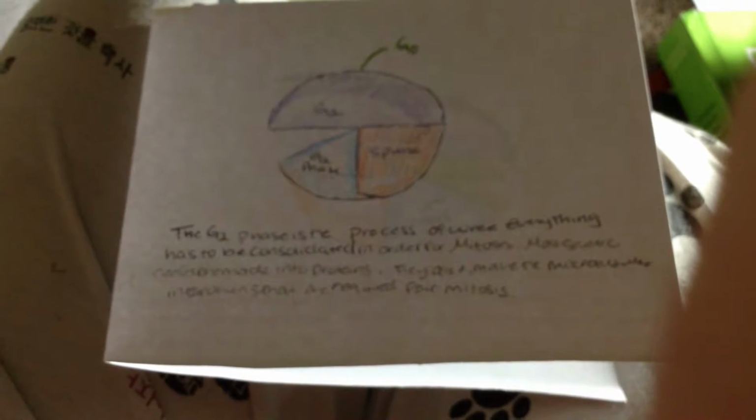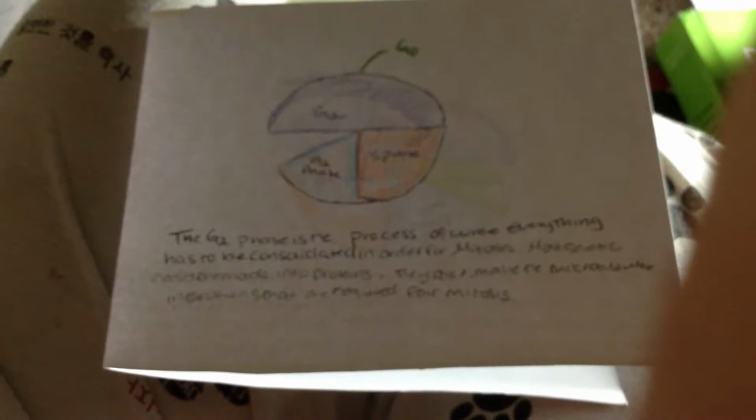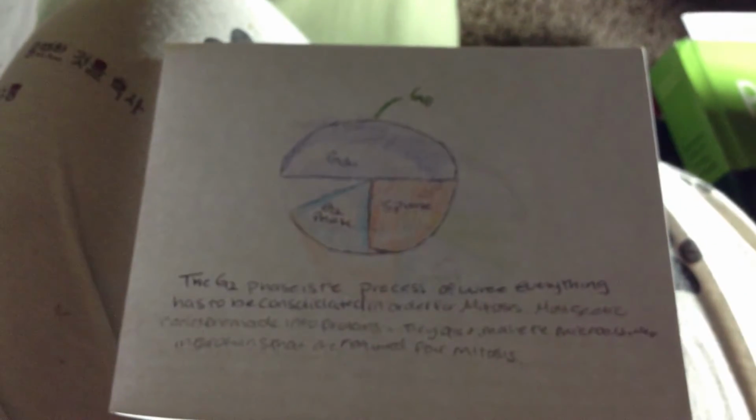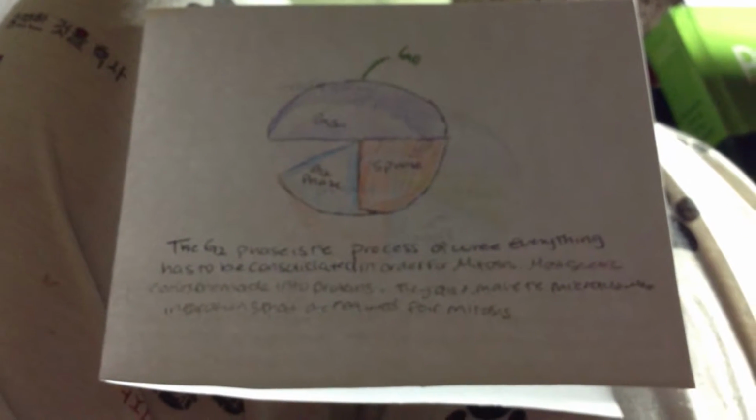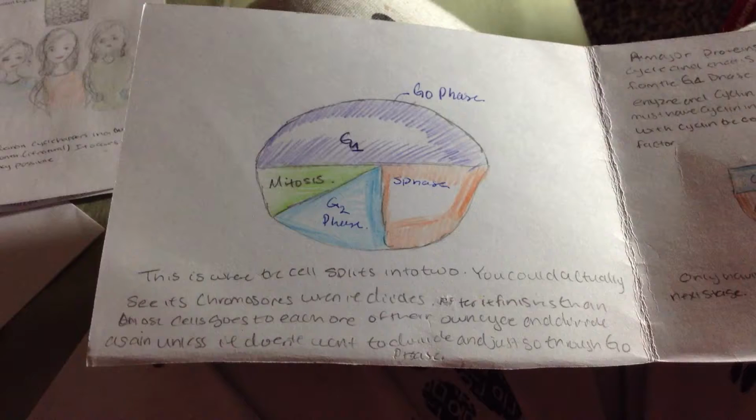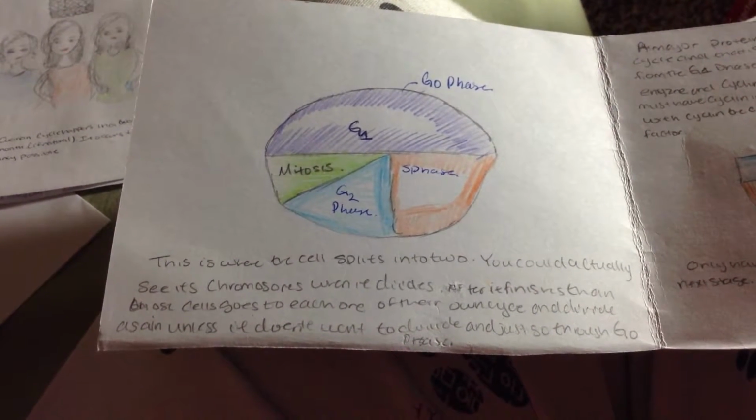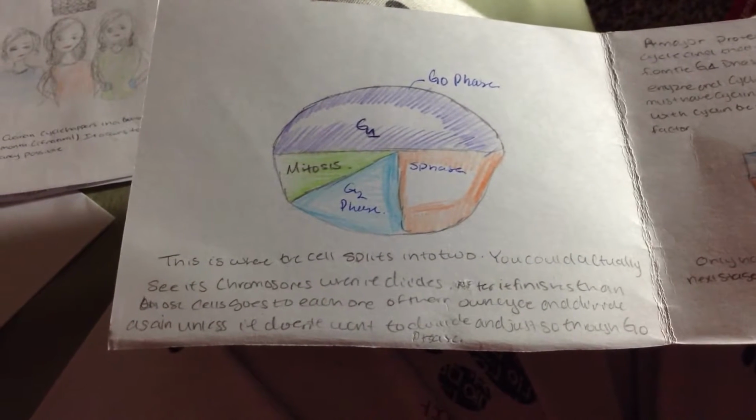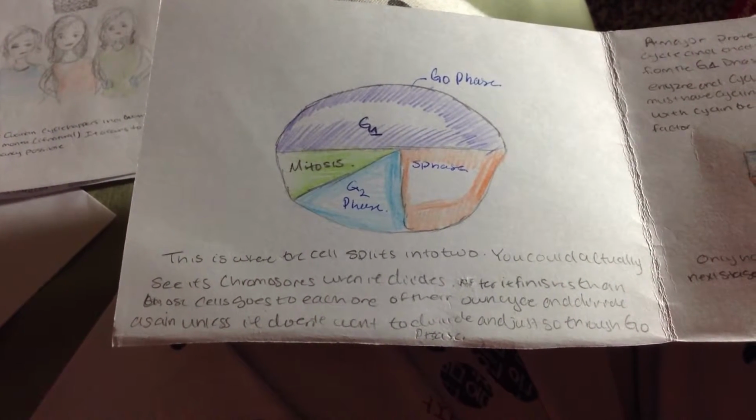Most genetic codes are made into proteins. They also make the microtubules that are needed during the mitosis in the G2 phase. Mitosis is the final stage of the cell cycle. This is where the cell splits into two. You could actually see its chromosomes splitting when it divides.